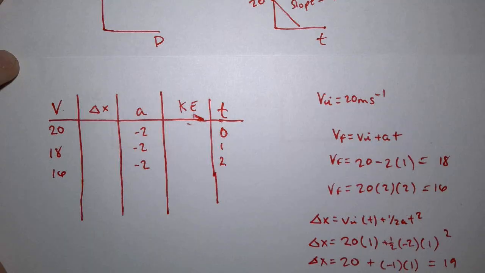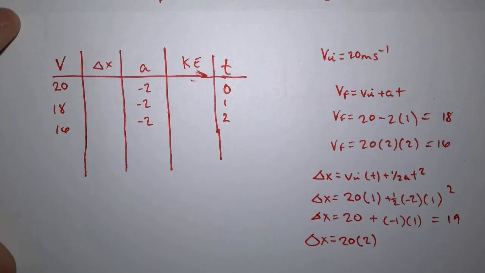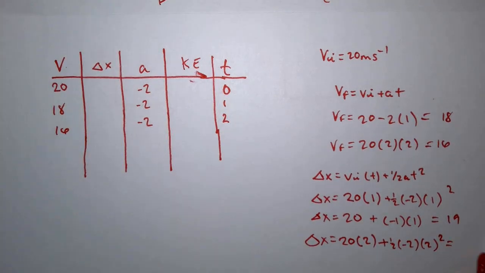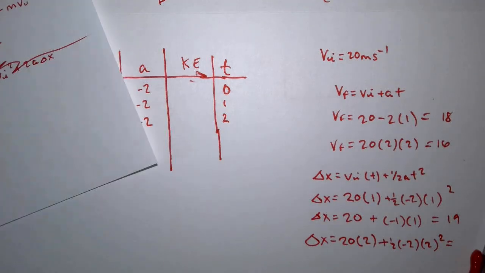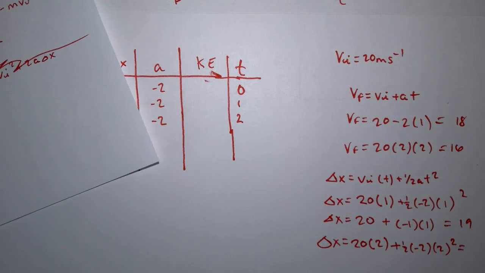Okay, so now let's do delta x is equal to 20 times 2 after 2 seconds. Would be plus 1/2 of negative 2 times 2 squared. Let's see what this equals. So, okay, need a calculator. No biggie. This would be 40.